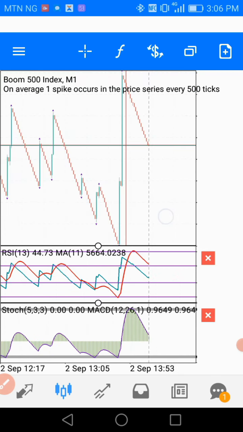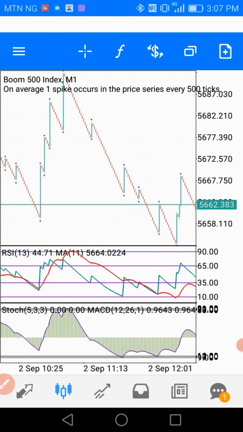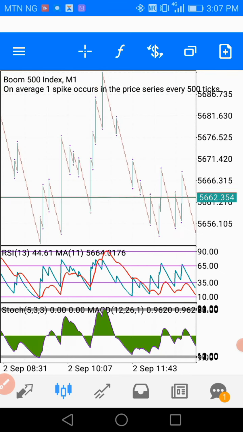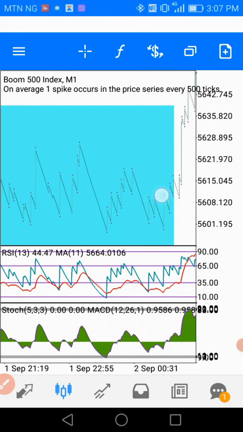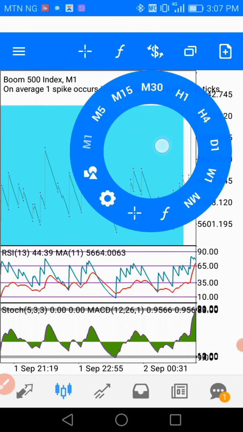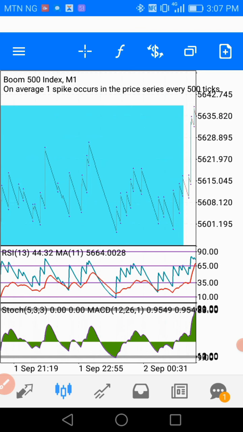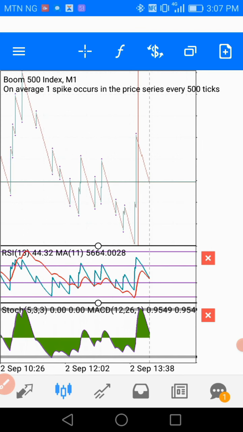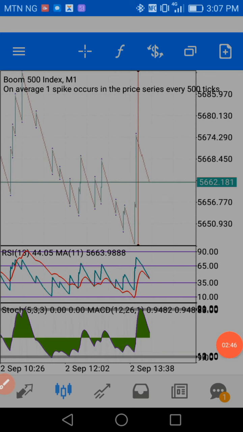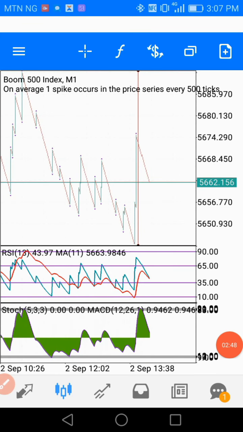Let me quickly delete the rectangle, I beg your pardon, please. Okay, let's just let it be. All right, guys, sorry about that. Okay, it's fixed already.